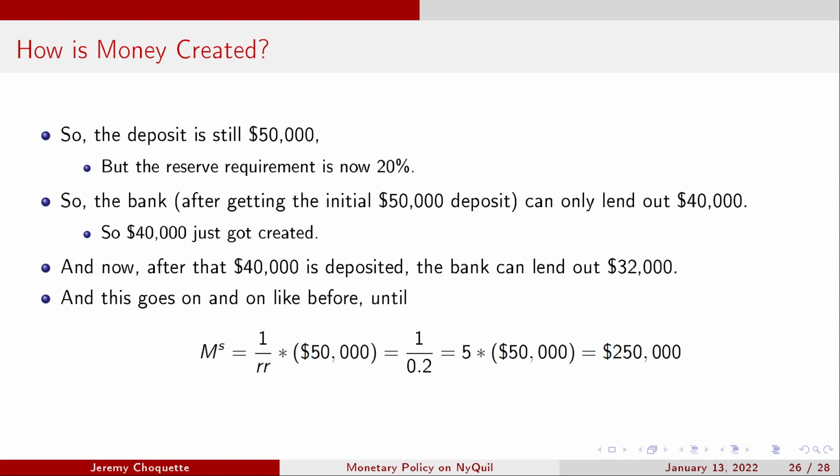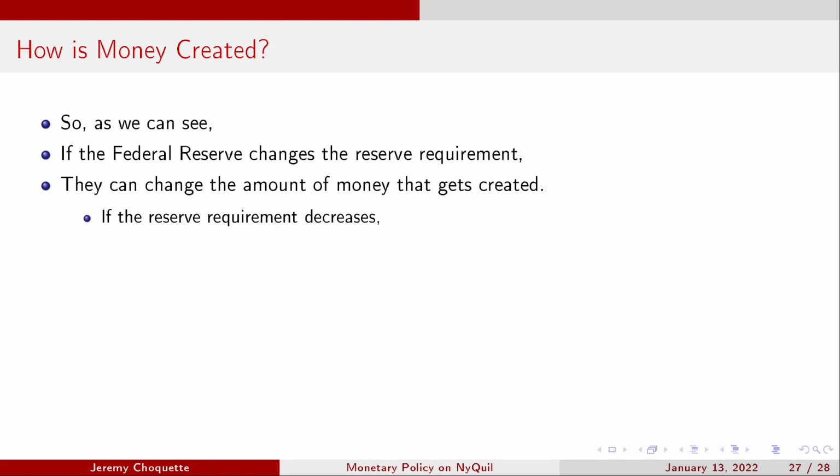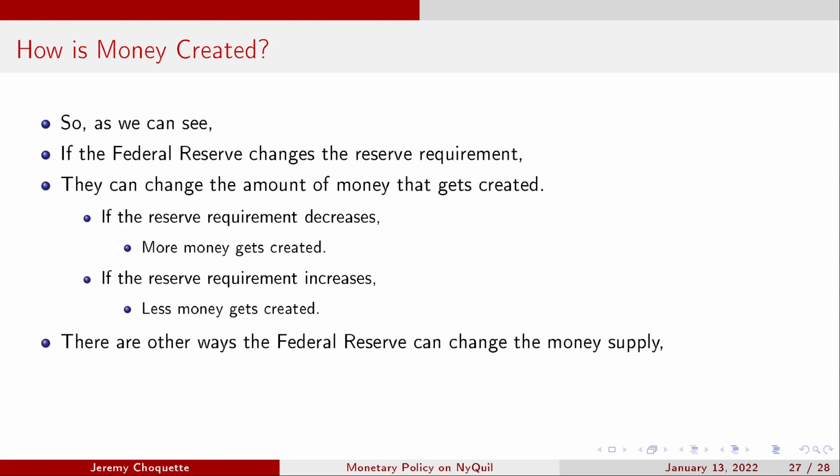So we figure out the change in the money supply is equal to 1 over the required reserve ratio times $50,000, but the required reserve ratio is now 0.2. 1 over 0.2 is equal to 5, so 5 times $50,000 is $250,000 being created. So as we can see, if the Federal Reserve changes the reserve requirement, they can change the amount of money that gets created. If the reserve requirement decreases, more money gets created. If the reserve requirement increases, less money gets created.